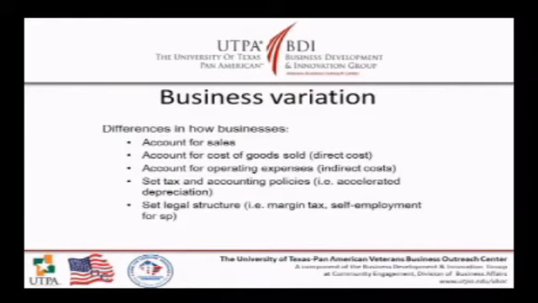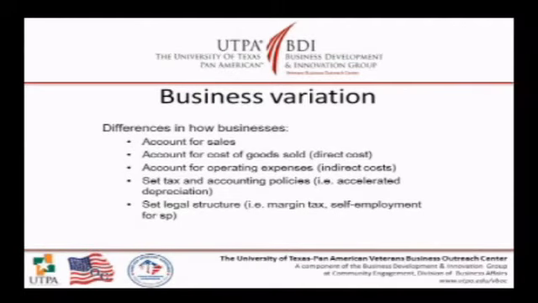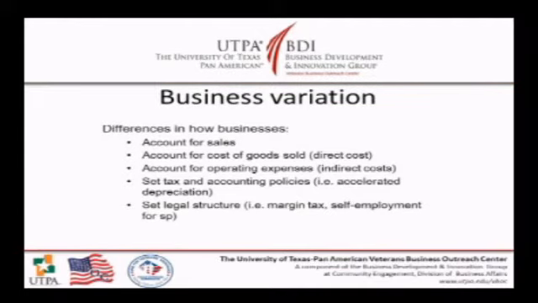Business variations differ in how businesses account for sales, account for cost of goods sold, which is your direct cost, account for operating expenses, which is your indirect costs, set taxes and accounting policies, and set the legal structure. And we talked about that with the sole proprietorship, the partnership, the corporation being double taxation, and your limited liability company.